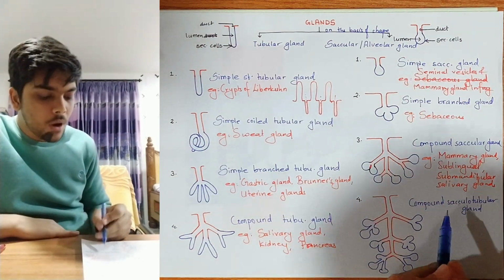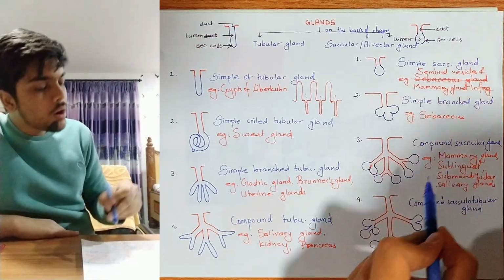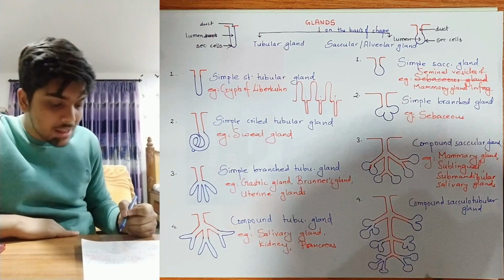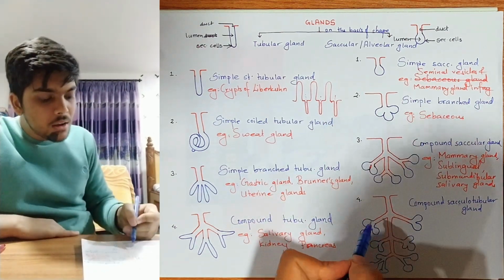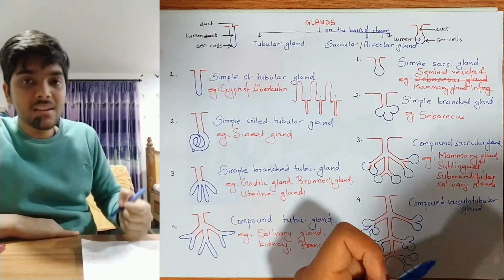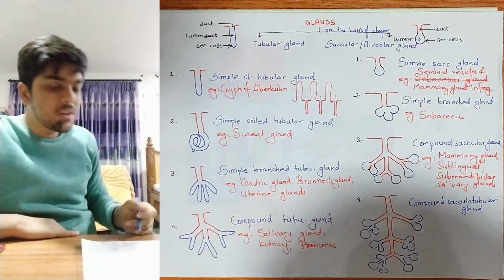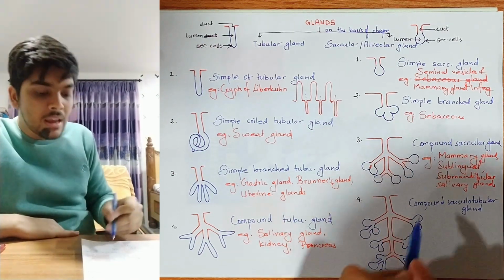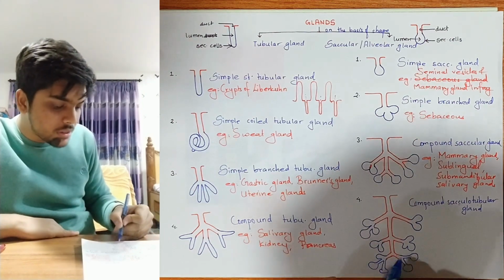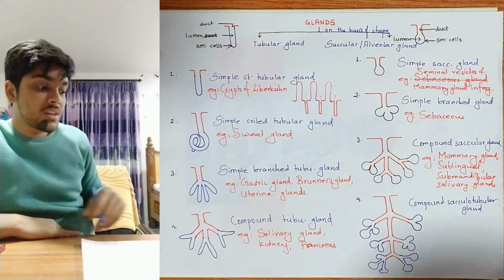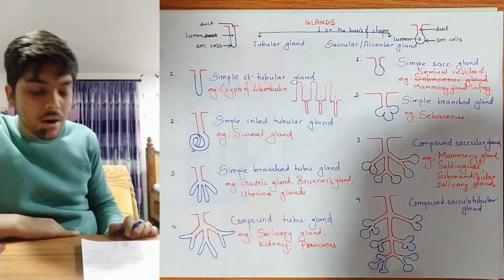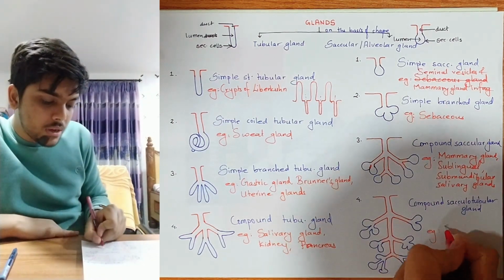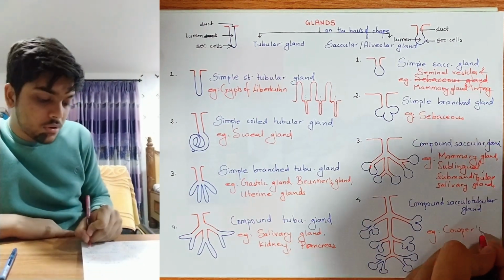That is, it is a combination of compound saccular gland and compound tubular gland. That is, the ducts are branched. Sure, the secretory part is also branched at that same time. There is branching in the tubular type as well as in the saccular type. So branching within branching, and it consists of both tubular and saccular parts. So that's your compound saccular tubular gland. Example of which is just one that has been given in your book, and that's your Cooper's gland.